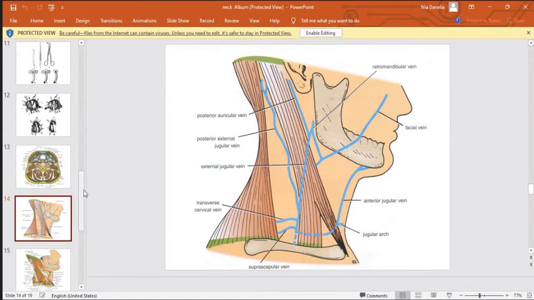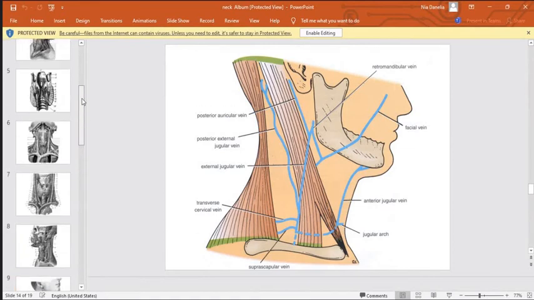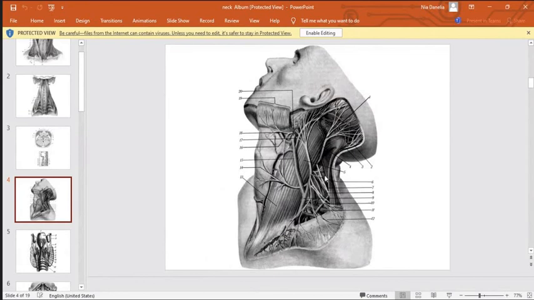Superficially, in this layer, at the level of the sternocleidomastoideus muscle, we have the cervical plexus. We have told how this plexus is formed. It is formed by C1 to C4 cervical nerves, which consist of cutaneous branches: the lesser occipital nerve, greater auricular nerve, transverse cervical nerve, and supraclavicular nerve. So all these branches innervate the skin of the neck region.